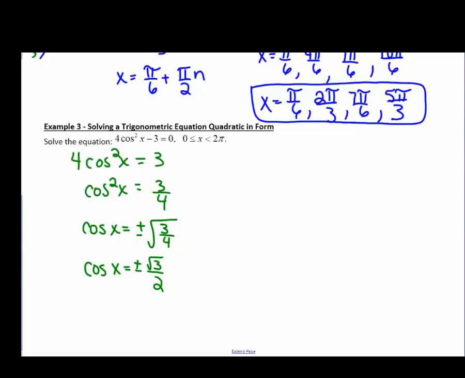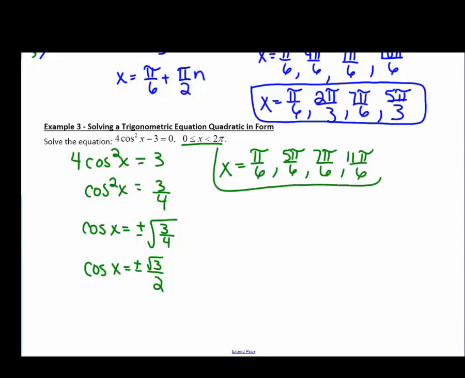Okay, and so now we look at our unit circle. Where do we have cosine values of square root of 3 over 2? And look, we're looking at the negatives and the positives. Now remember that we are looking between 0 and 2 pi, so we need to keep it in radians. Okay, we don't want to give our angle measures in degrees. Okay, so cosine is square root of 3 over 2 at pi over 6, 5 pi over 6, 7 pi over 6, and 11 pi over 6. Again, you might want to use your unit circle to find all of those angle measures.